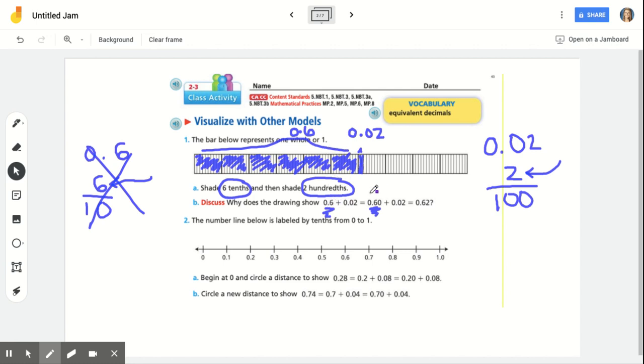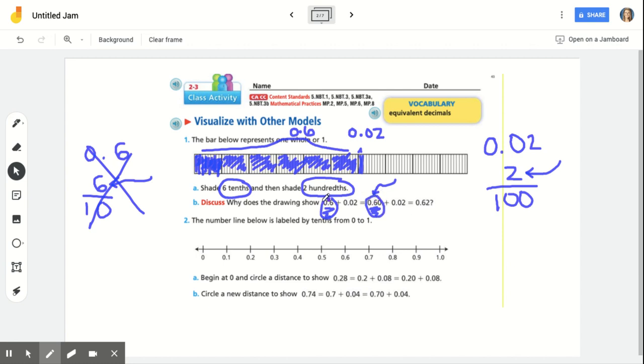You can also view it as this. If we wanted to, we could have counted out 60 of these smaller little pieces, and we could have been really, really precise with our shading in. 60 total pieces out of 100 pieces is equal to 60/100. Okay? What this tells me is that these two numbers are, in fact, equivalent decimals.